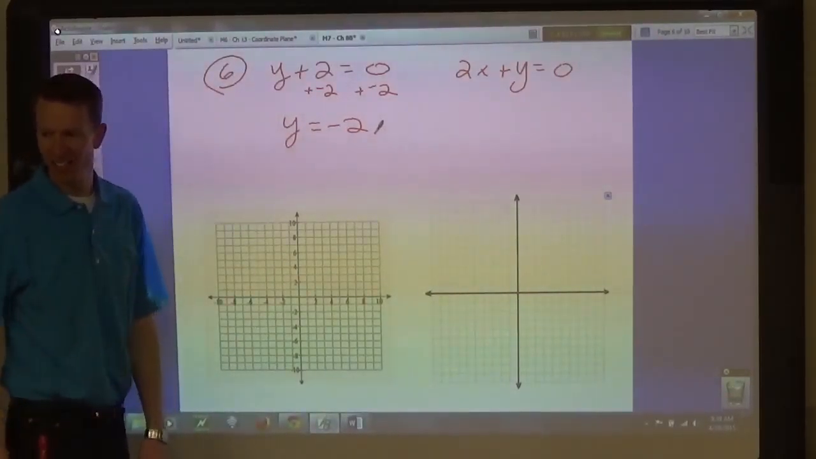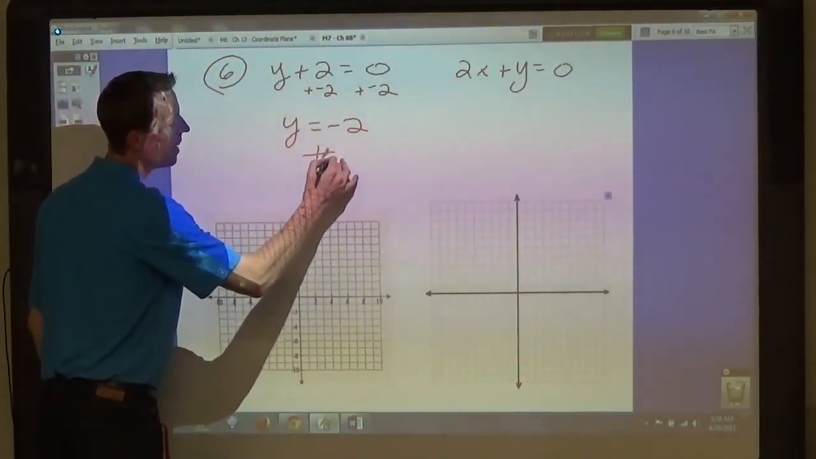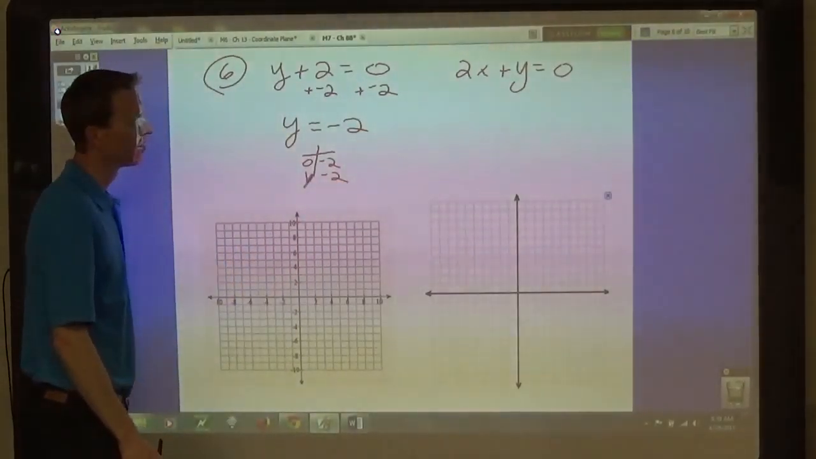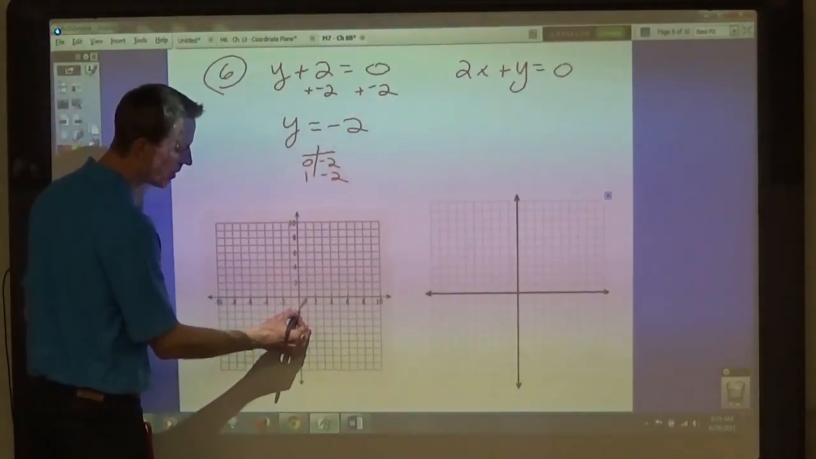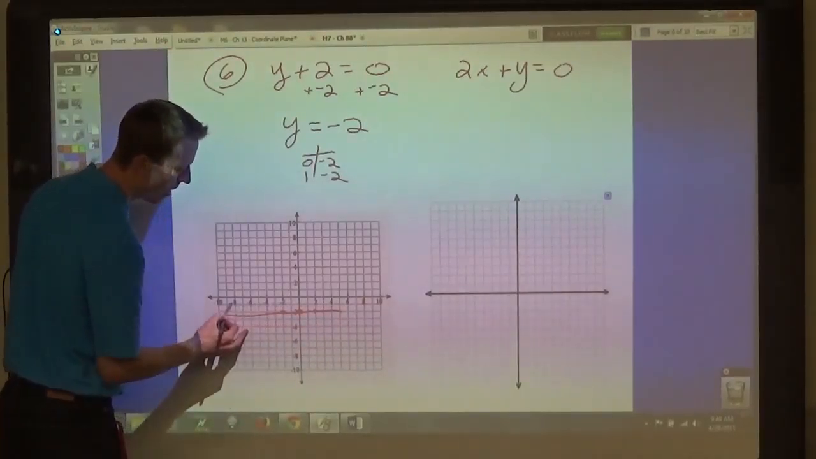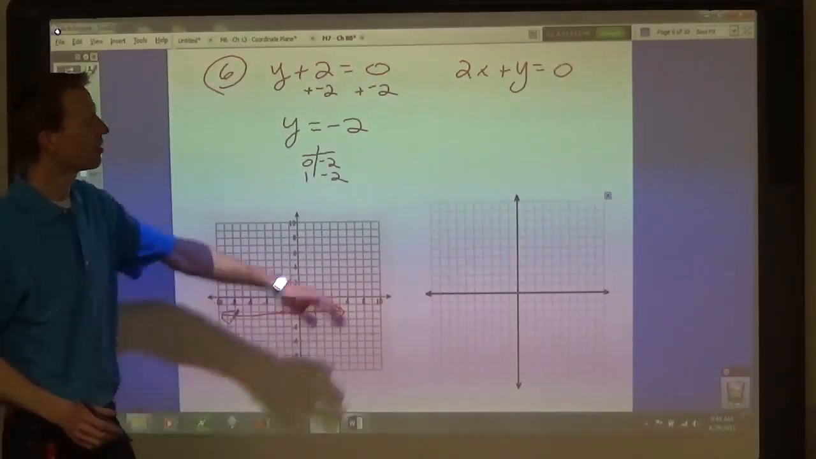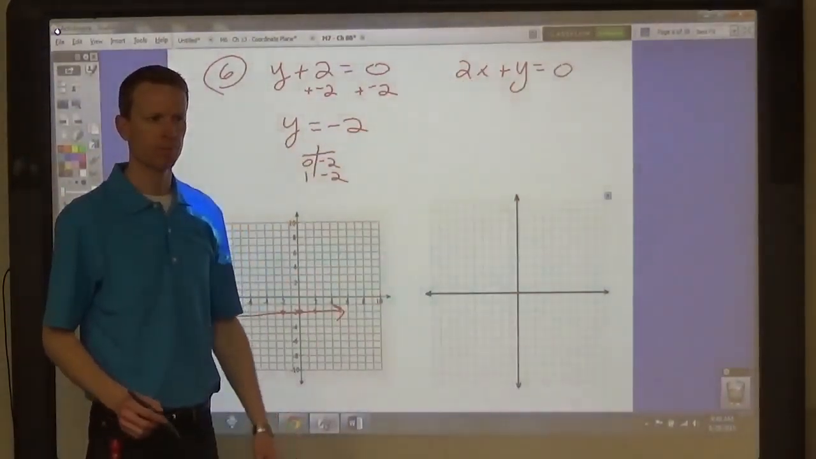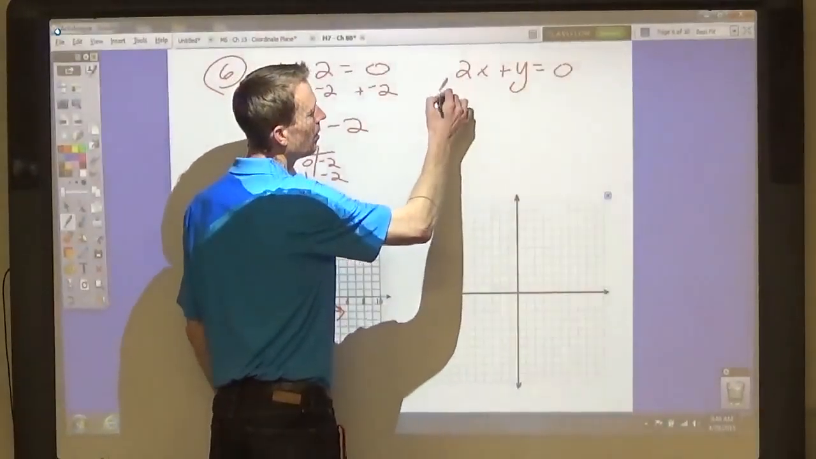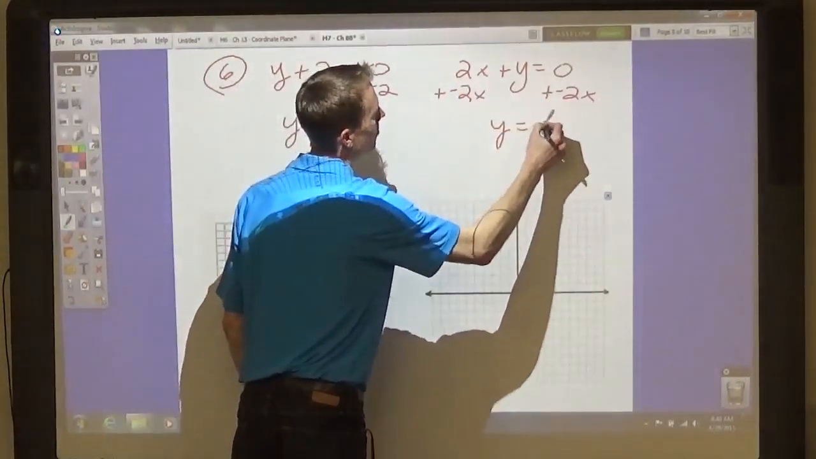It's not vertical. Horizontal. That means y is always -2, right? So 0, -2, 1, -2. See, that's what it is. Y is always -2. So for every point, that's a horizontal line. Okay? Let's solve this one. Henry? Solve for y: -2x, good. And y equals -2x.